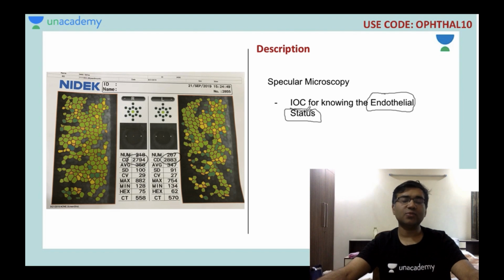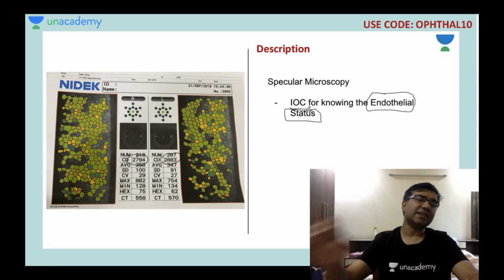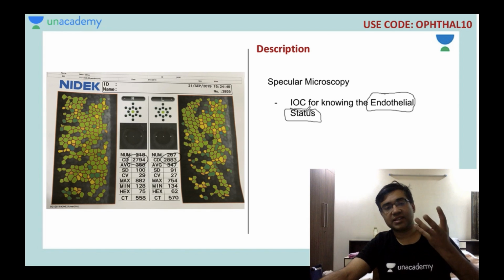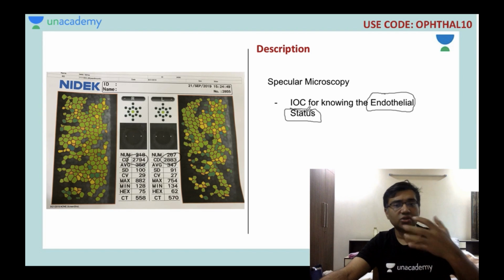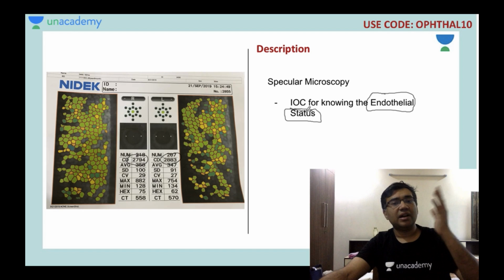Remember, the endothelium of the cornea is its most vital structure. Why is the endothelium the most vital structure? Because these are the powerhouse or the kitchen of the cell. They have all the anion and cation pumps, and also they make the eyeball, the cornea, a dehydrated structure.